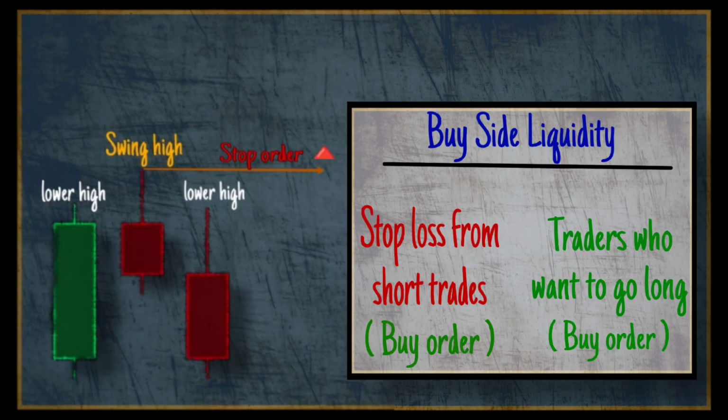Just above the swing high, there are a lot of stop orders, and there are also a lot of buy stop orders from traders who want to go long when the price surpasses the swing high. In ICT terms, this level shows buy-side liquidity.